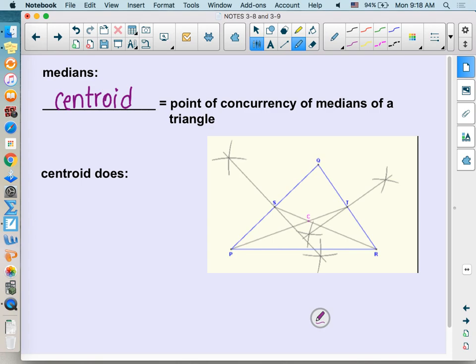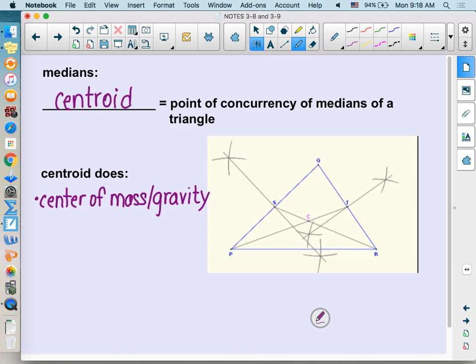So the centroid does two things. It's the center of gravity or mass for a triangle. And what that means is if I made the triangle out of something rigid like metal, I'd be able to hold up the triangle from a single point.